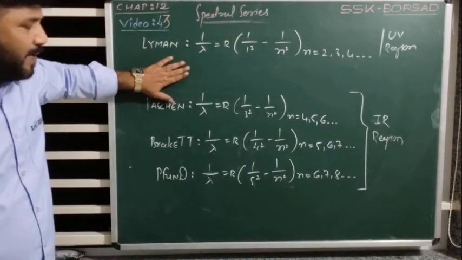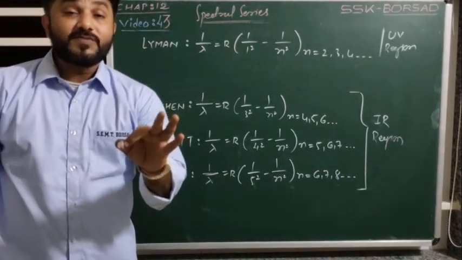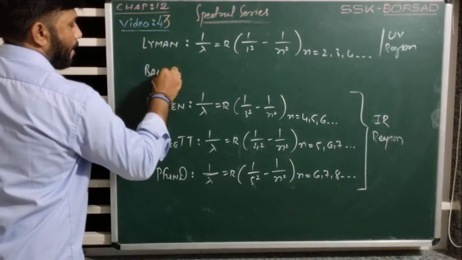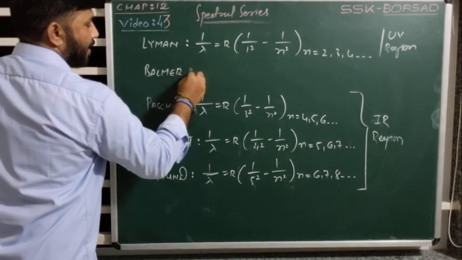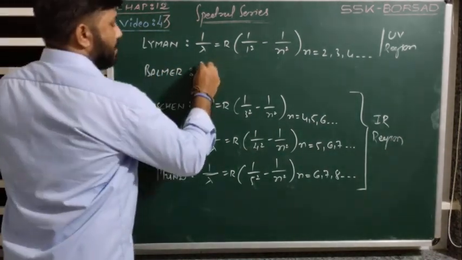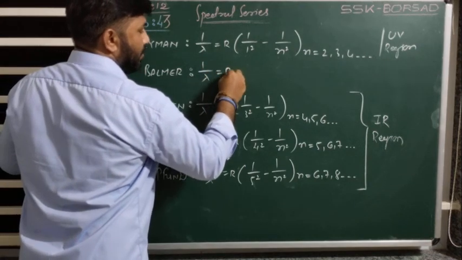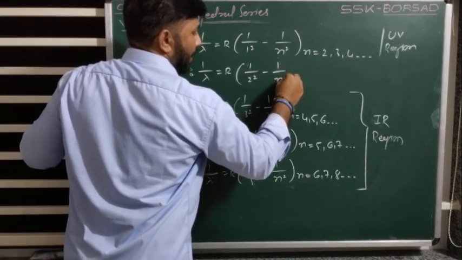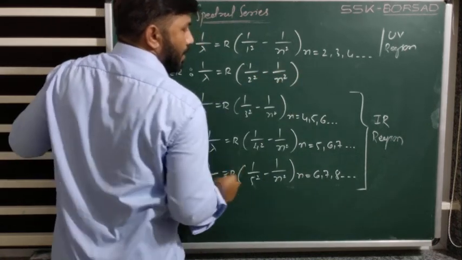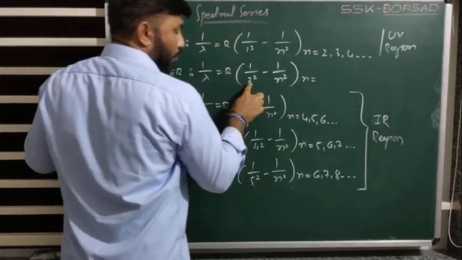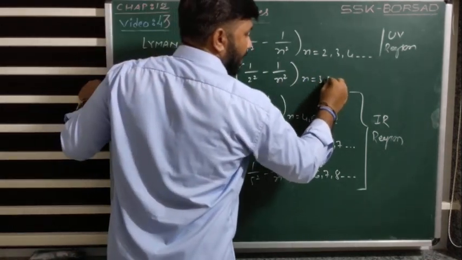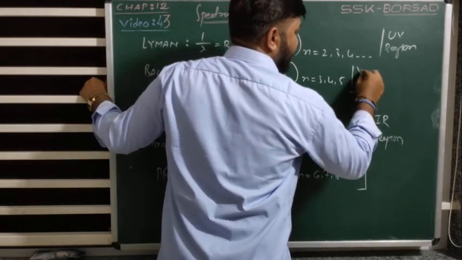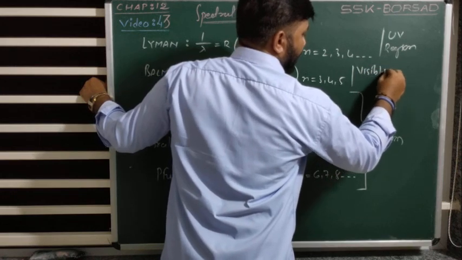Sir, why is there an empty space? That empty space is for Balmer. So in this way you can remember all the series: 1 upon lambda is equal to R times (1 upon 2 square minus 1 upon n square), and n starts from 3, 4, 5, and this is for which region? Visible region.